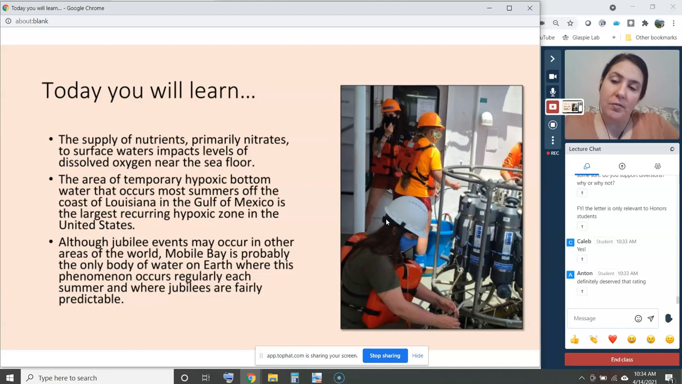So the learning goals for today are to understand that the supply of nutrients, especially nitrate, to surface waters impacts levels of dissolved oxygen all the way down near the seafloor. You'll learn the area of temporary hypoxic bottom water that occurs most summers off the coast of Louisiana in the Gulf of Mexico is the largest of its kind in the United States, and it's actually the second largest in the world. And you'll learn about Jubilee events and how, even though they may occur in other areas of the world, Mobile Bay is probably the only place on Earth where these occur every single year. Super weird events. I've got a whole activity for you on them. I think you'll like it.